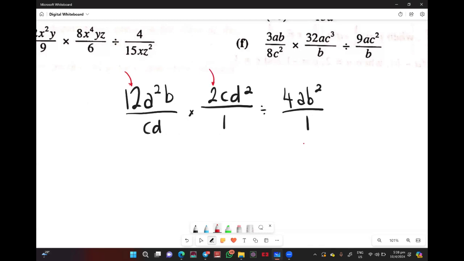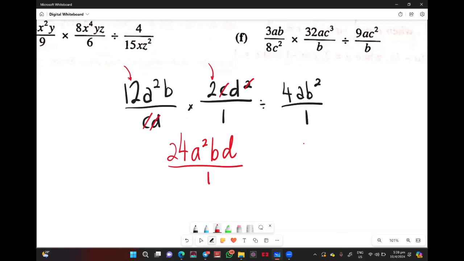From here itself, you can see, right? 12 times 2? 24. Agree so far? Right? Now, one thing you can do, right, is to cancel the C and the C. D and 1D. Correct now? So what am I left with over here? I'm left with just a D. Make sense? A squared remains, B remains at a D over 1. Divided by 4ab squared over 1.